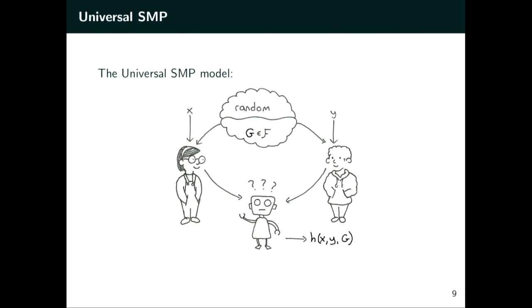And to answer this question, we can expand the SMP model into what I call the Universal SMP model, sort of named after the universal graphs, where Alice again receives an input X, Bob receives an input Y, and we can think of these inputs as being vertices of a graph, and they both receive this graph G from some family F of graphs, and then they can both share their randomness as before. And now we have this referee who's oblivious to the inputs X and Y, the graph G, and the random strings, but still must compute H of X, Y, and G. And in the randomized case, also cannot see the randomness.